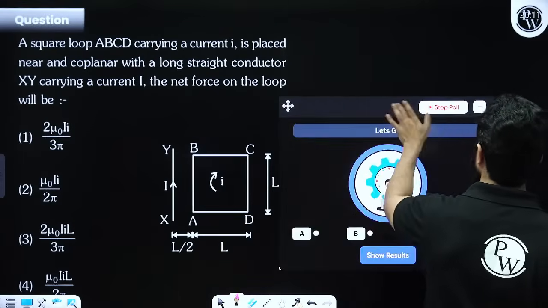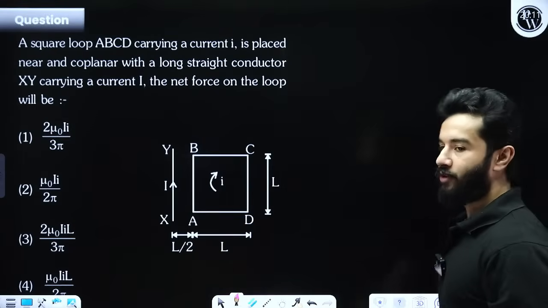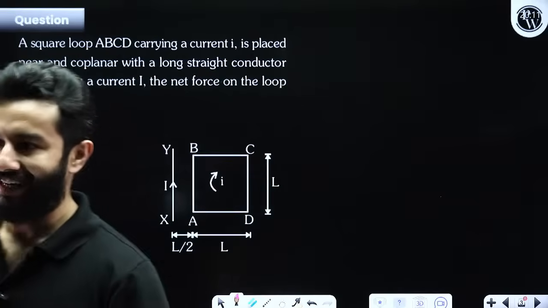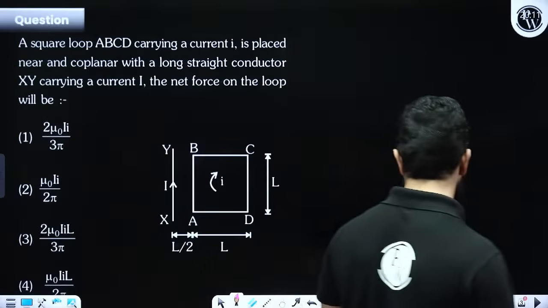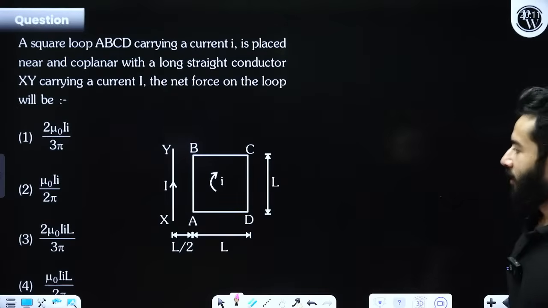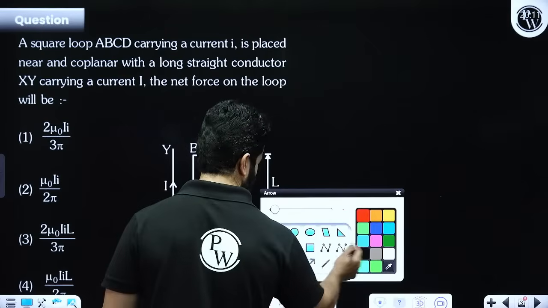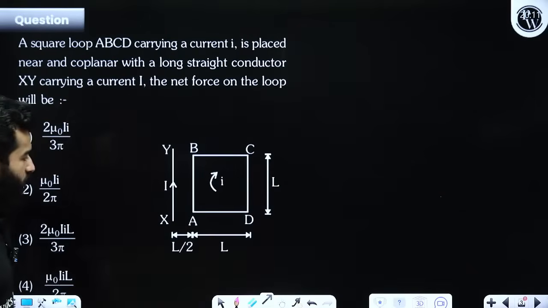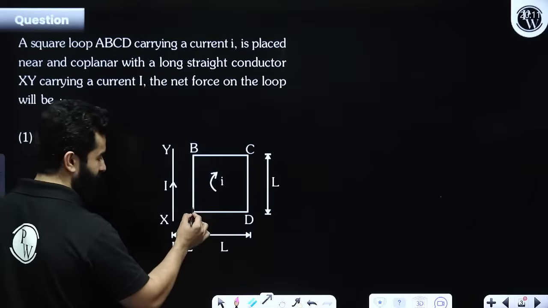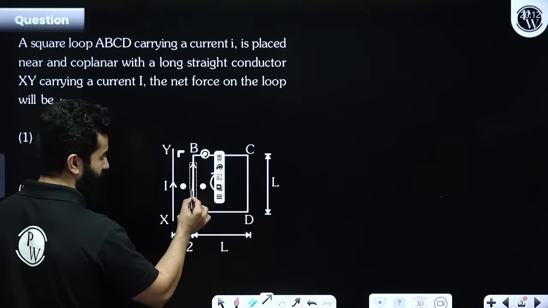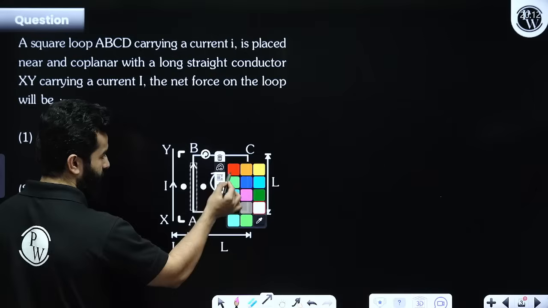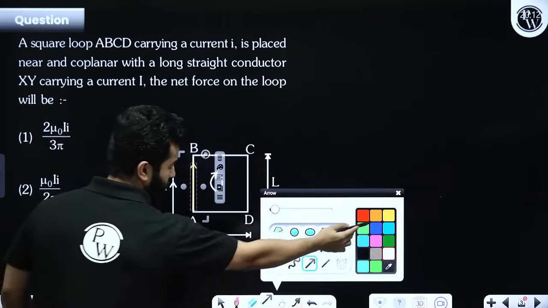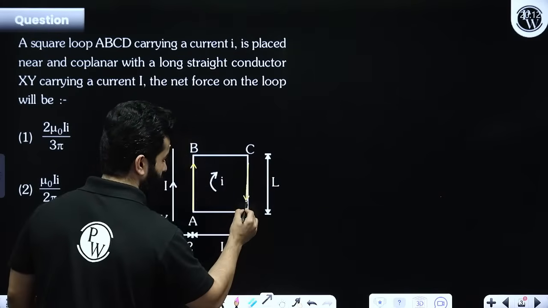90 seconds. Let's begin. Now, if you have any doubt in the last question, you can ask, else we are moving on. B is the correct answer. My bad. By the way, in this question, you can use the concept of parallel current carrying conductor, right? In this, current is moving in this direction. In this part, current is moving in this direction.